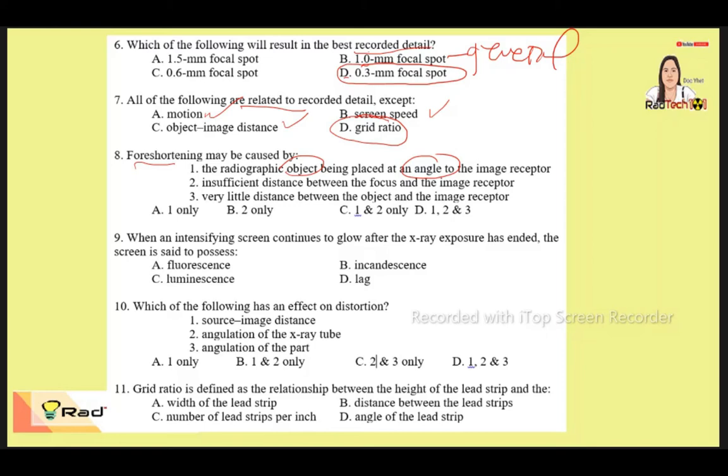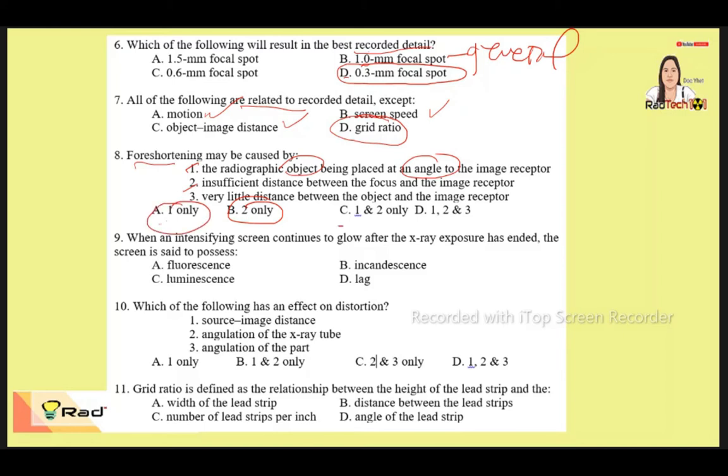Number 2, insufficient distance between the focus and the image receptor. Meaning between the focal spot and the image receptor, or it simply means the SID. So, kulang ang SID natin, so it can result also to foreshortening. So, lahat ng 1, lahat ng 2, tama. So, lahat ng may 1, so this is correct. So, ito wala siyang 1. So, lahat ng may 2, so tama. So, this is wrong kasi wala siyang 2.